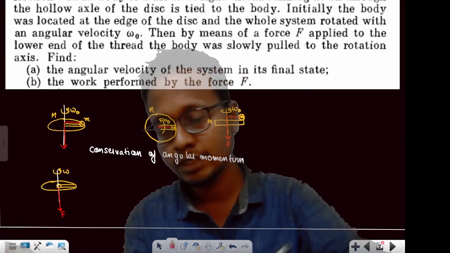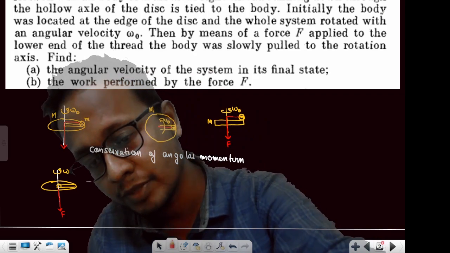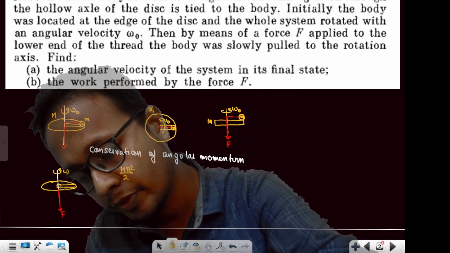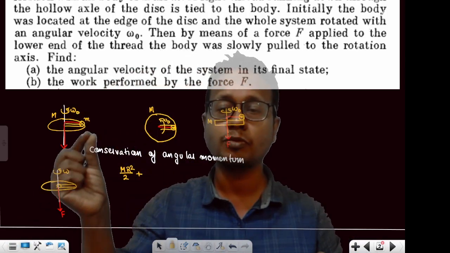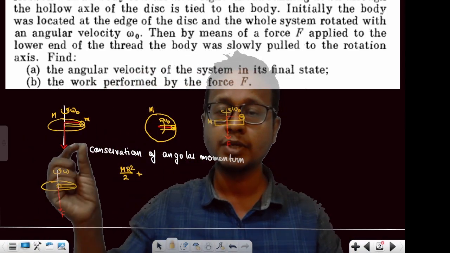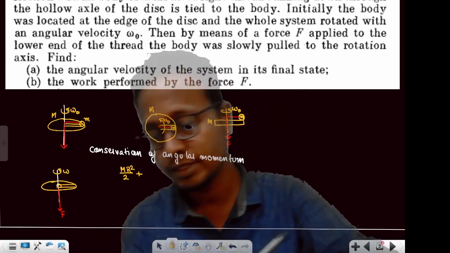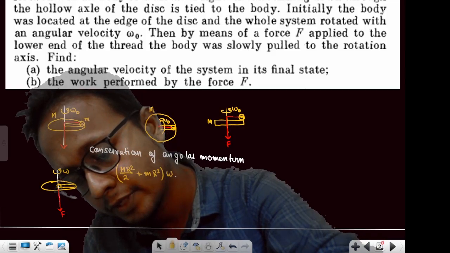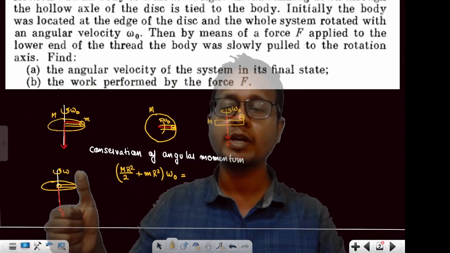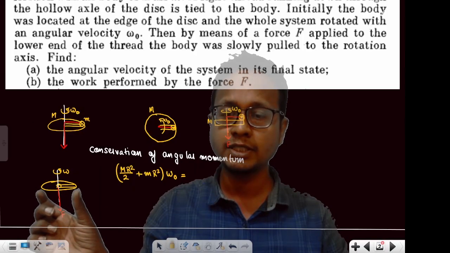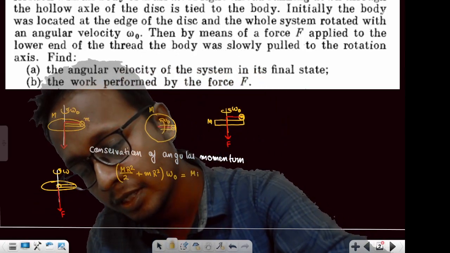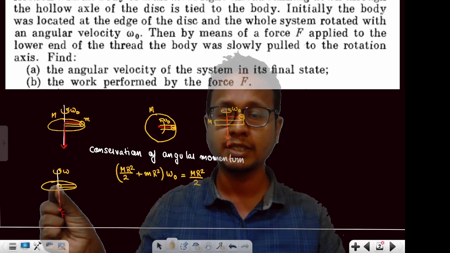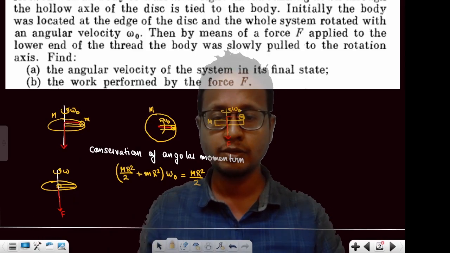Moment of inertia of the disk is nothing but M r square by 2, plus the moment of inertia of the small mass m about this axis, which is nothing but m into r square, isn't it? Plus m r square, into omega naught, is equal to the final angular momentum. What is the final angular momentum? Moment of inertia of the disk, which is nothing but M r square by 2. And what is the moment of inertia of this small mass that is at the center? m into 0 square. Okay.